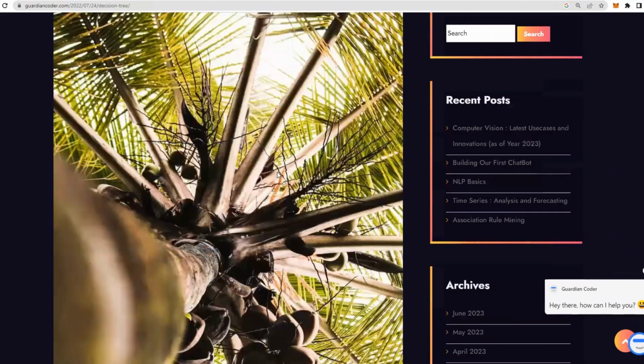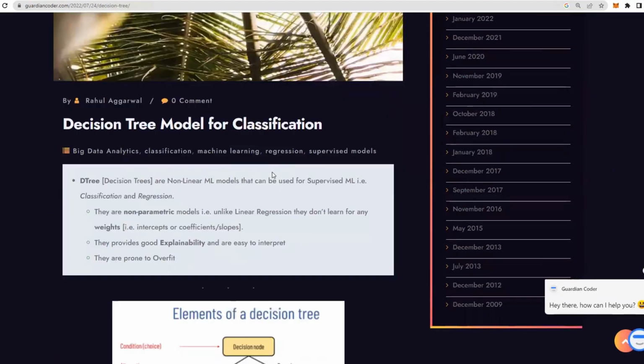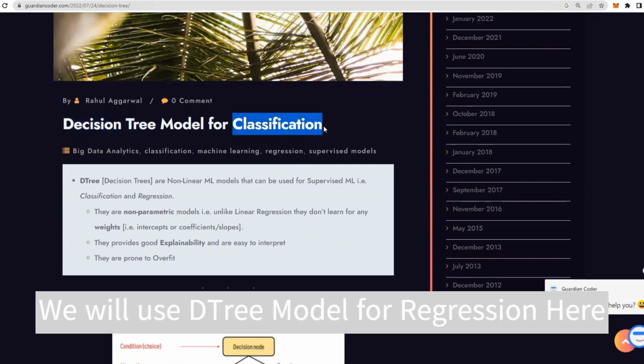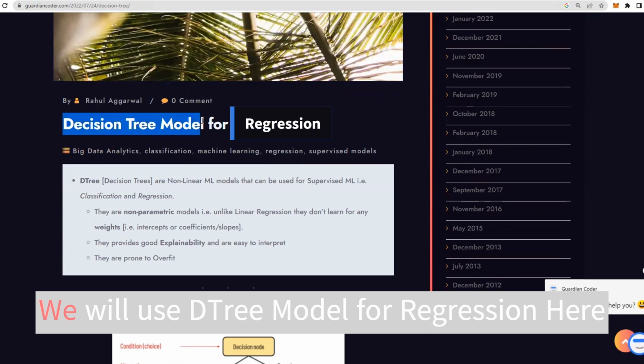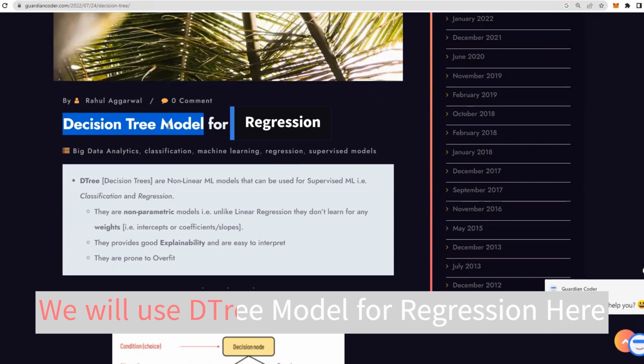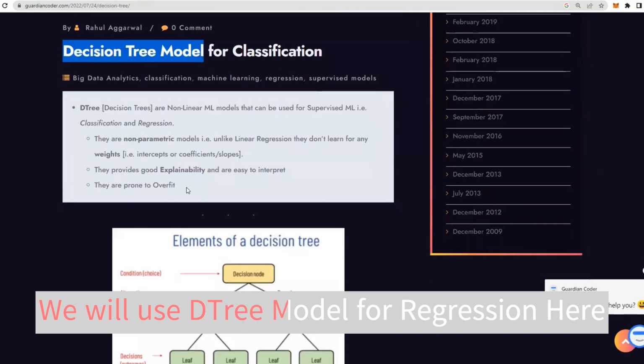So here, if you see on my screen, I am going to tell you about how the decision tree model works. Even though it is mentioned classification here, we can use decision tree models for regression also, guys. So our agenda today is to talk about decision tree in terms of regression analysis. So let me tell you some internal details about this model.